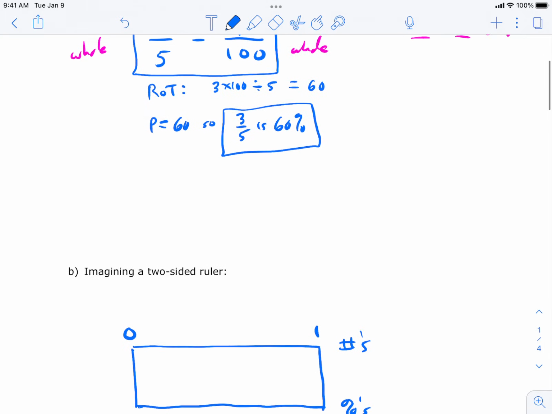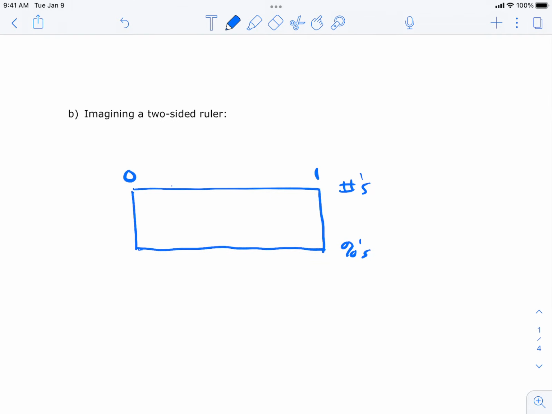So the number that we had was 3/5, right? So I'm going to break this into 5 equal parts. There we go. So that would be 1/5, 2/5, 3/5, 4/5, and 1, of course, is the same as 5/5. Okay, so the number that we have is 3/5. Now, if I were to mark the ruler over here in the same way, we're going from 0 to 100%.